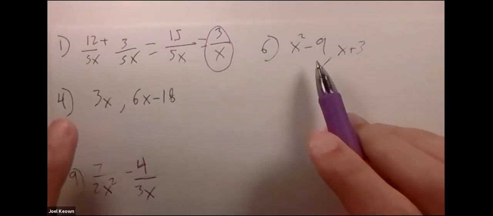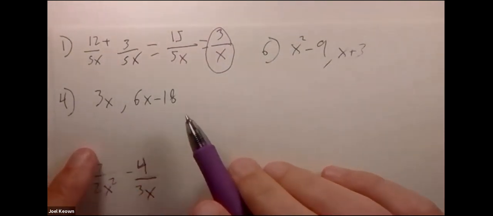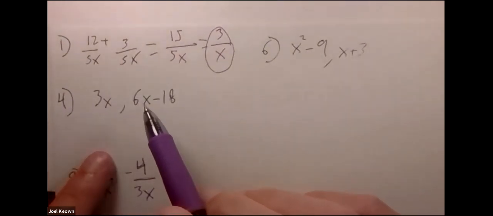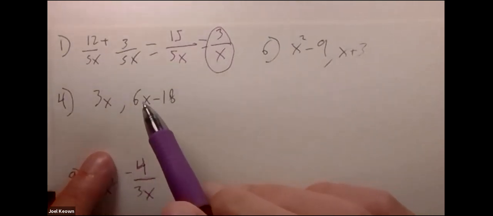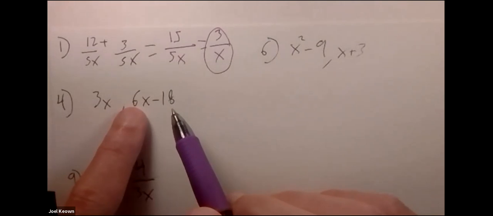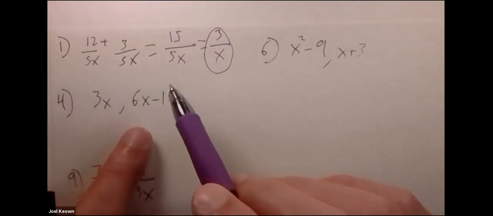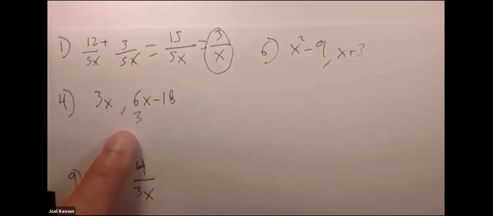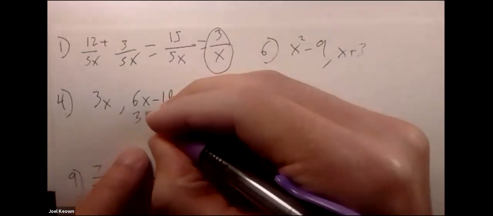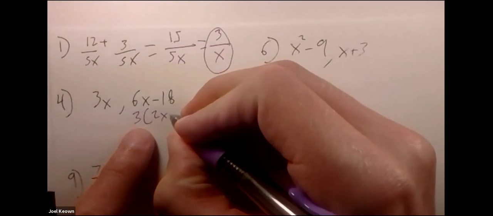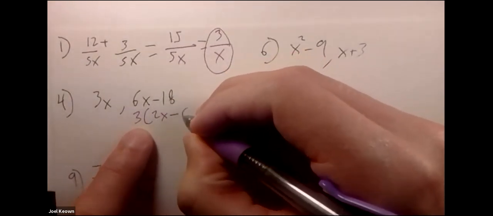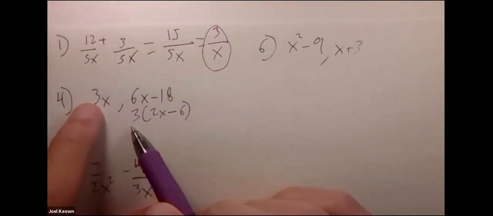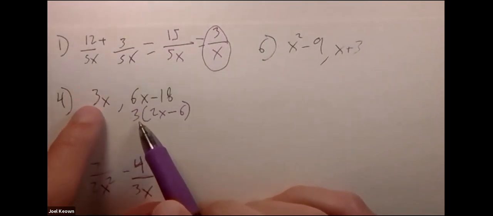For 6 and 4, I'm going to factor whenever possible. Well, I can't really factor 3x, but I can factor this one. What can I factor out of this? Well, I can factor a 6 out. But that doesn't really help me because I want to see if there's anything over here that's in common with this. So I'm going to factor a 3 out. If I factor a 3 out, that leaves me with 2x minus 6. By doing that, I see, oh, they both have a 3 in common.